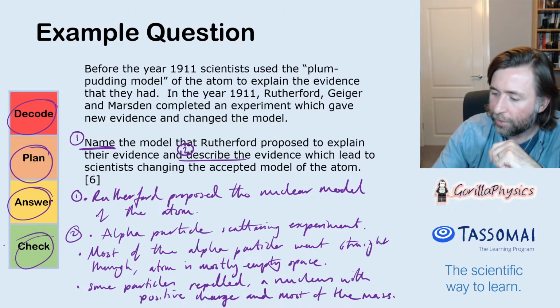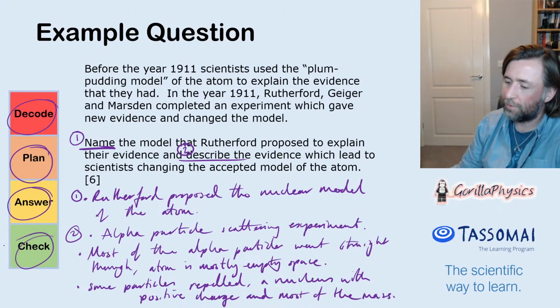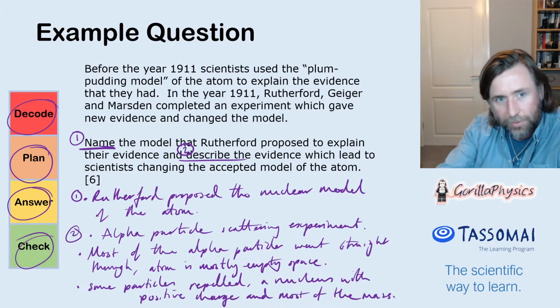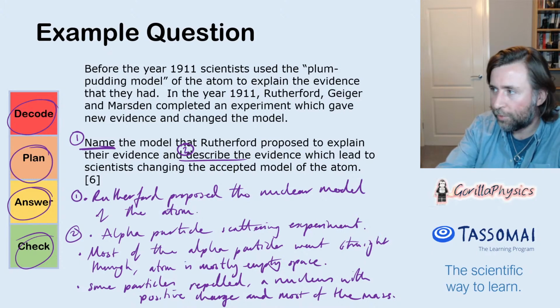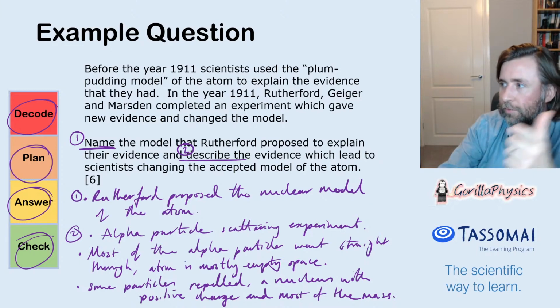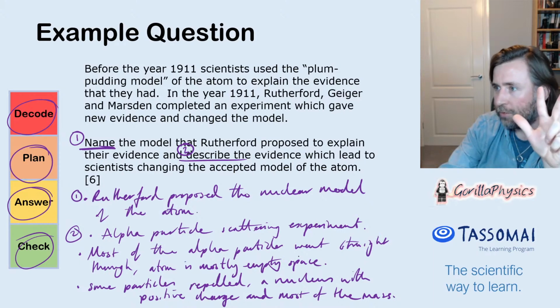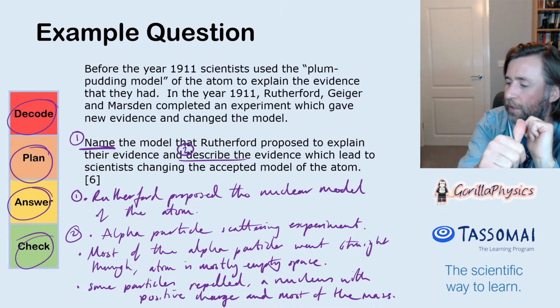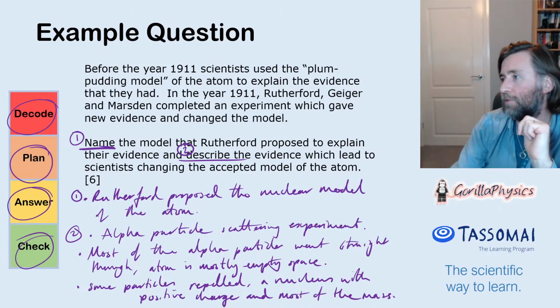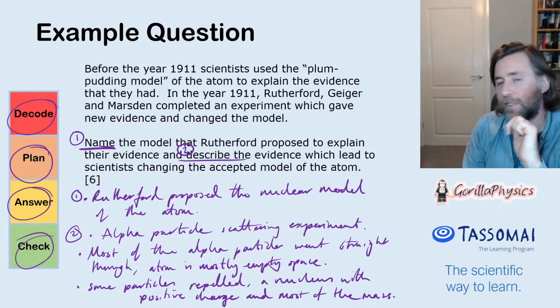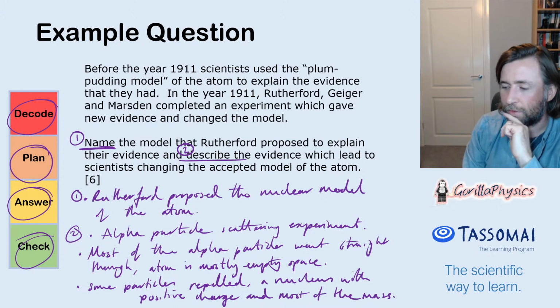Okay, now let's check. Have we done enough here? Have we done enough for 6 marks in this question? Yeah, we've got the name of the model that he proposed, and we've got the name of the alpha particle scattering. Let's keep track of this too. Then we've got most of the alpha particles went straight through. That's the description of the evidence. That shows that the atom is mostly empty space. Then next one, some particles are repelled, and lastly, that means that there must be a positive charge and most of the mass. So we've also described that model in there as well.